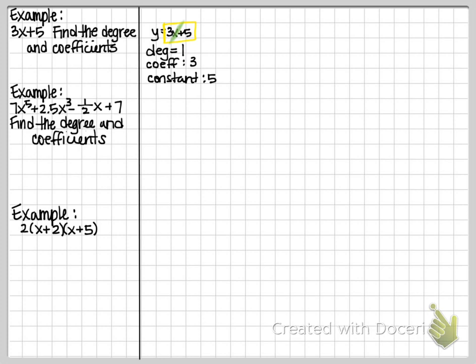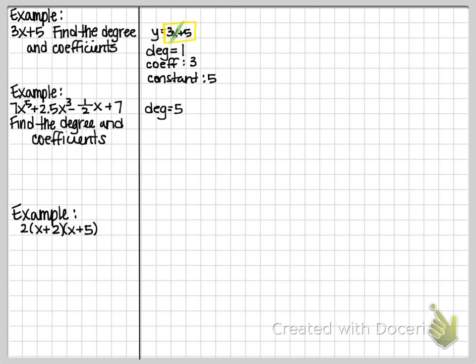If I take a look at the next example, notice that everything is still multiplied out. So the 7x to the 5th is added to, so it's independent of the 2.5x cubed, which is subtracted, okay, the half x. So they're all independent of each other. So at this point, I would say that the degree, I'm just looking for the highest exponent possible, which is 5. So the degree on this is going to be 5.